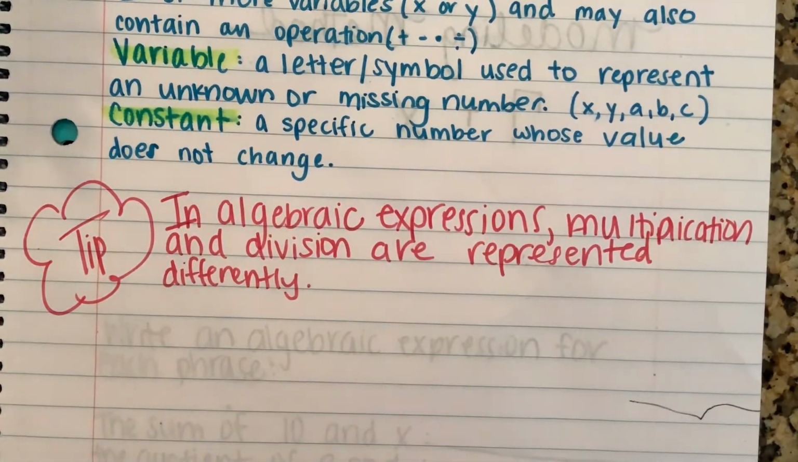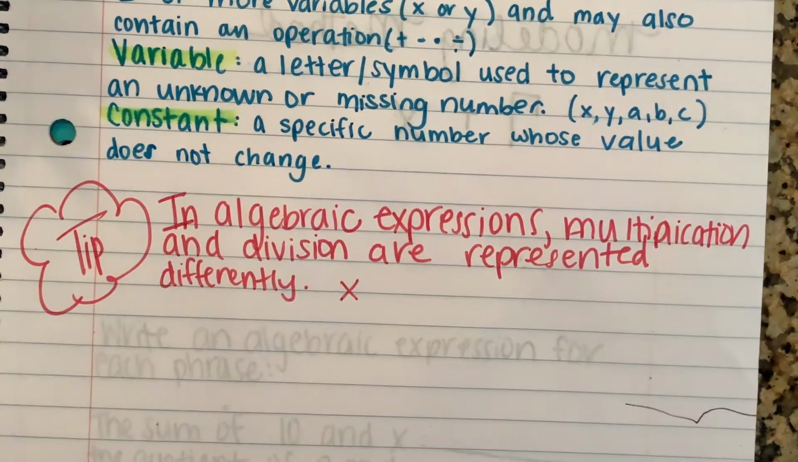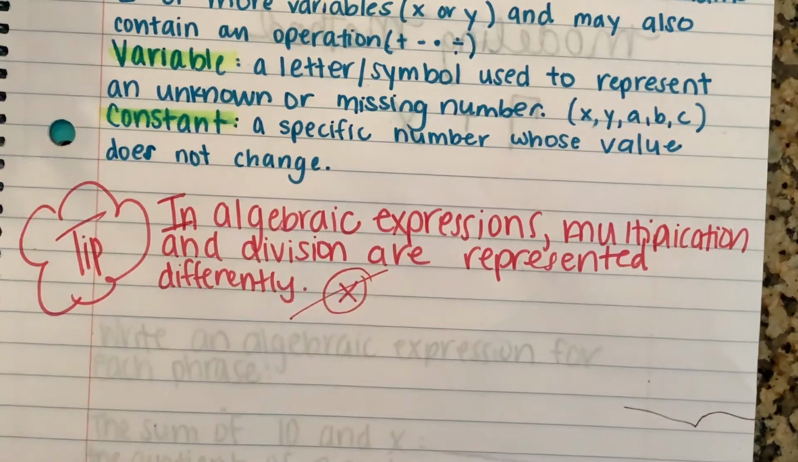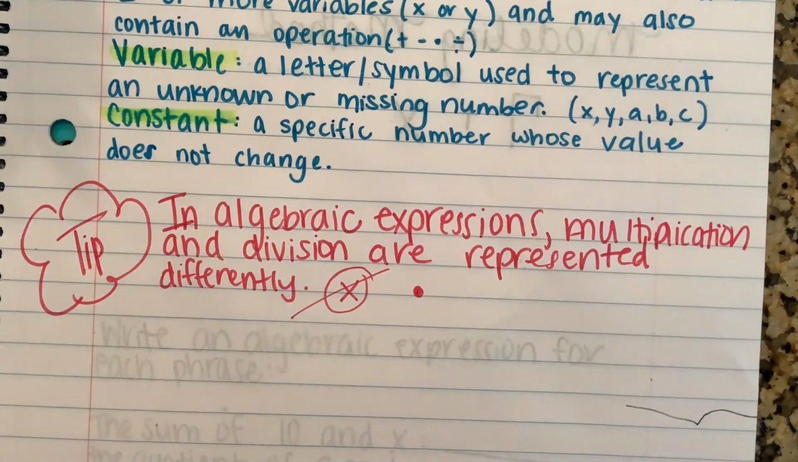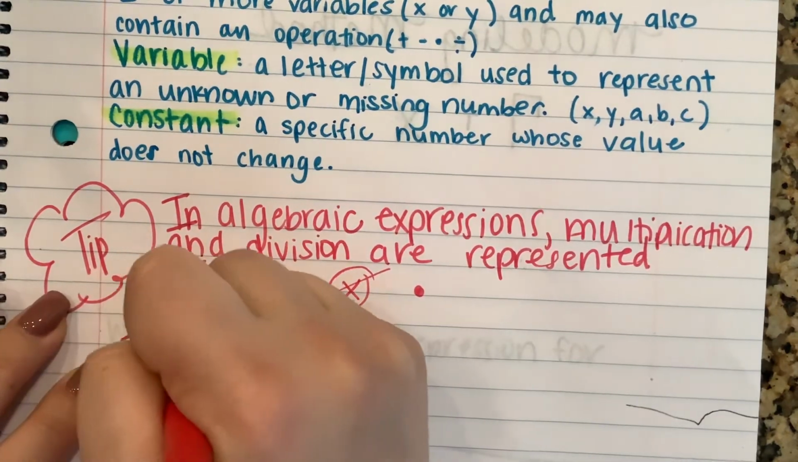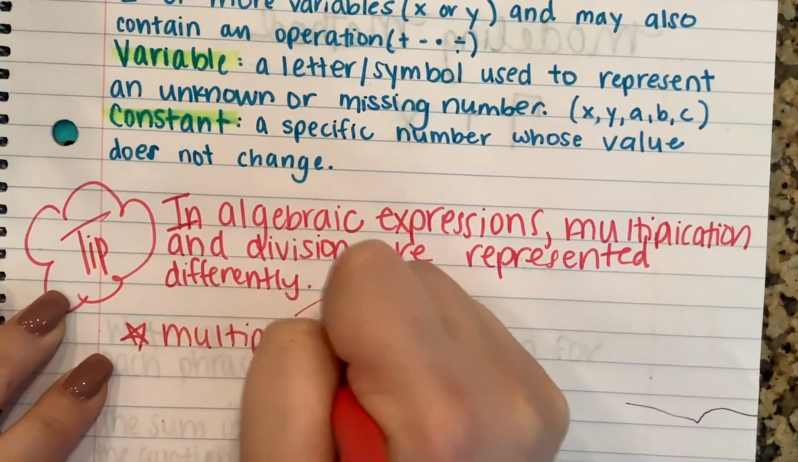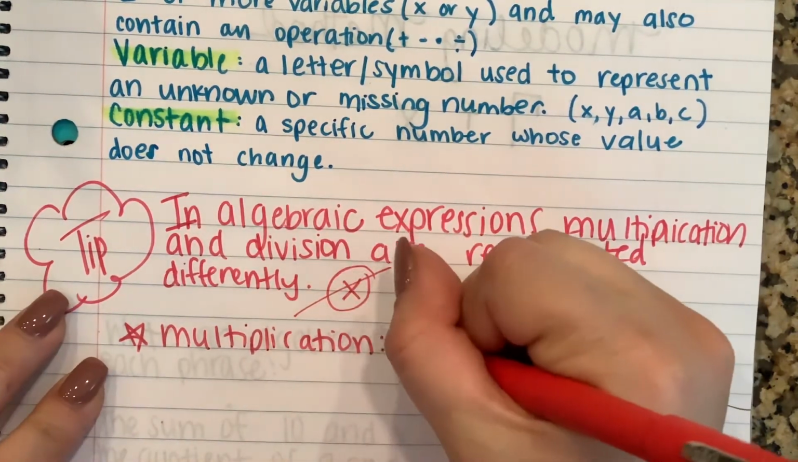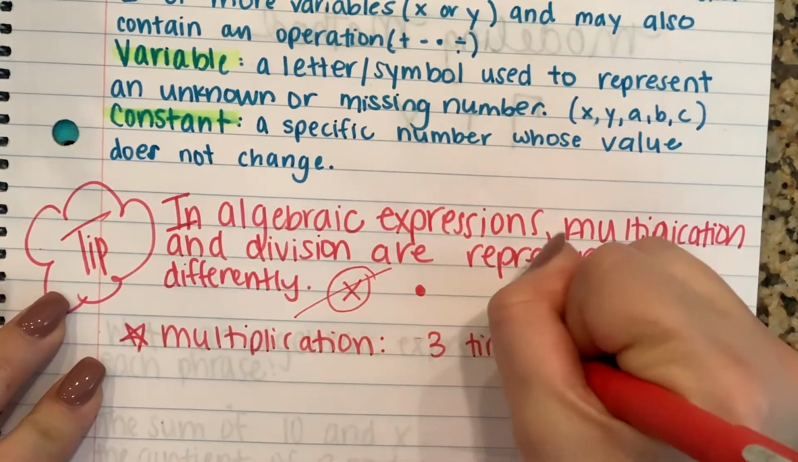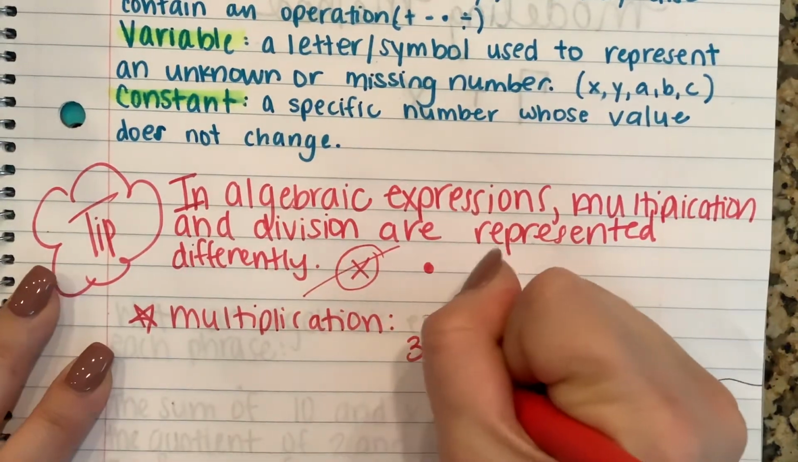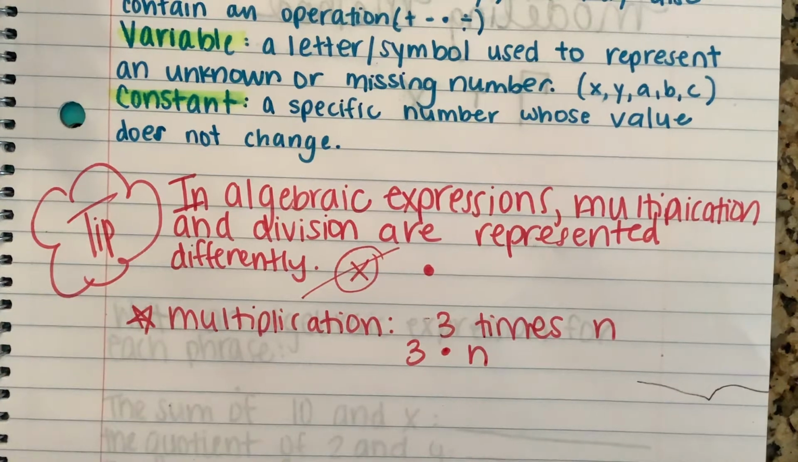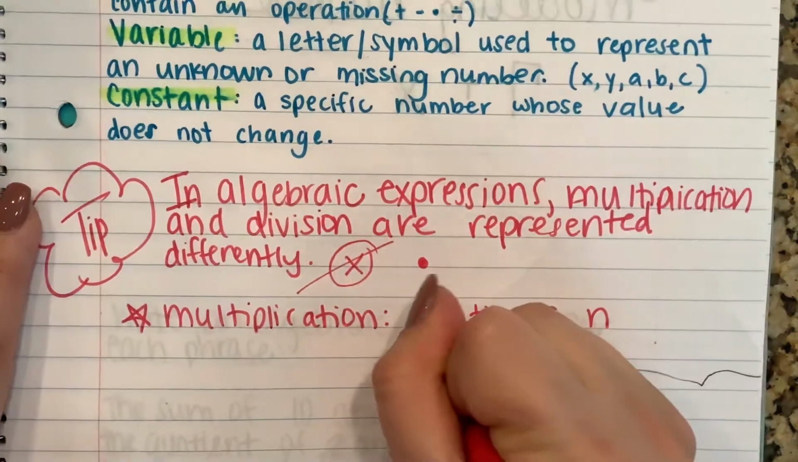So instead of using the times symbol like this for multiplication, I'm not using that anymore. Instead, for multiplication, I am going to use a dot. And we've talked about this before in previous chapters, but really you're going to be seeing it today. Multiplication will be written as a dot, or there's even another way to write multiplication. So if we needed to write 3 times the variable n, we would write 3 dot n, or we could write it a shortened way, which is 3n.